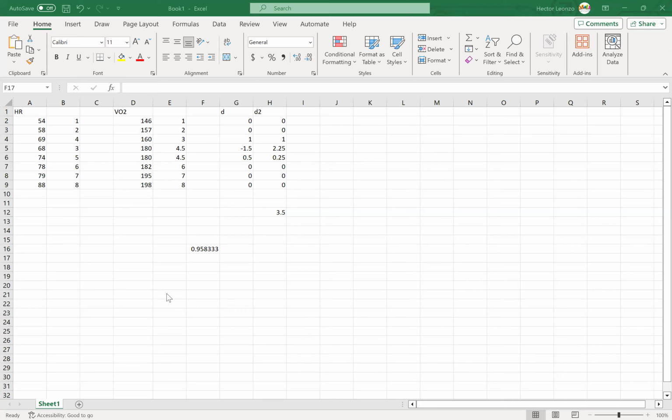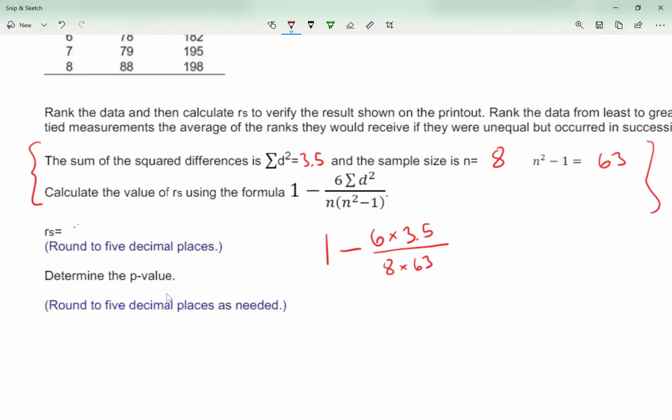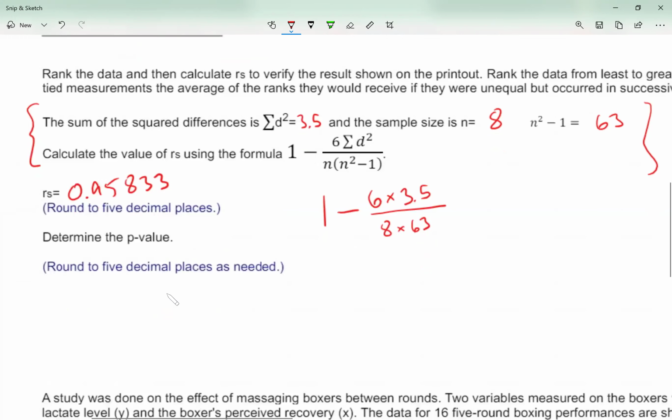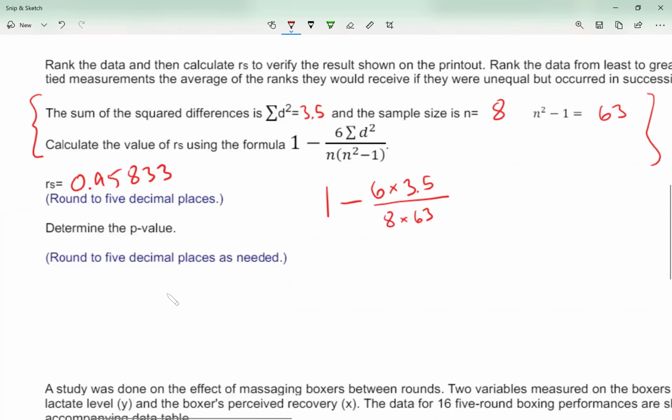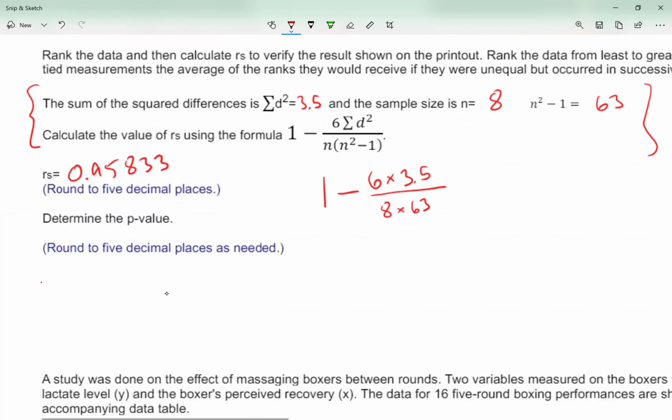So my r squared is going to be 0.95833, rounded to 5 decimal places. Now my p-value. Remember how we do this? We go equals t distribution. I need my t to be positive, so the absolute value of t.